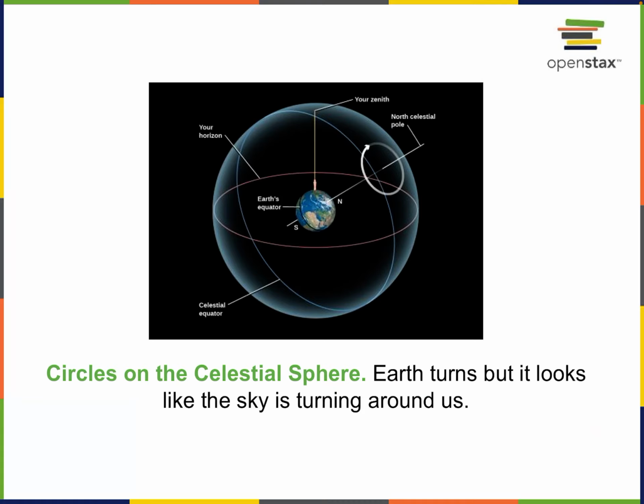The North Celestial Pole is the projection of the North Pole onto the sky. It's not a physical thing, it's just a direction in the sky. The stars appear to lie on a spinning sphere, which we call the celestial sphere. The projection of the Earth's equator onto the sky is called the celestial equator.